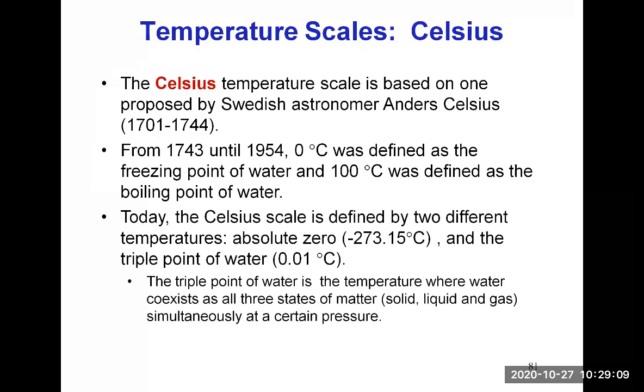The triple point of water, what is it? It's the temperature where water coexists as all three states of matter. So it can be a solid, a liquid, and a gas simultaneously at a certain temperature. And so here, basically, it's almost 0 degrees Celsius, 0.01 degrees Celsius. It's a temperature where water can coexist in all three states. So that's the Celsius scale.